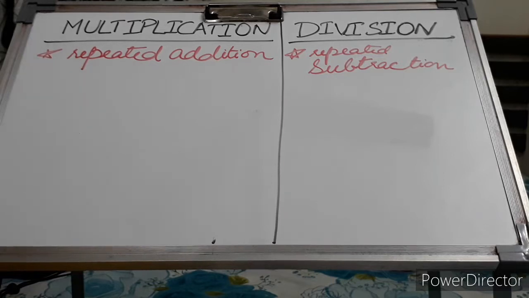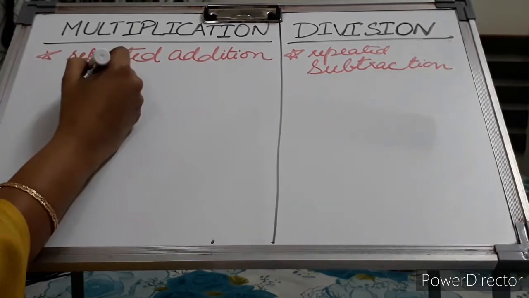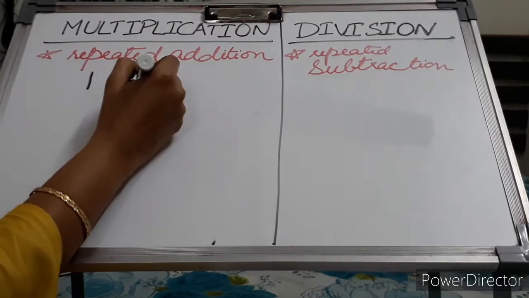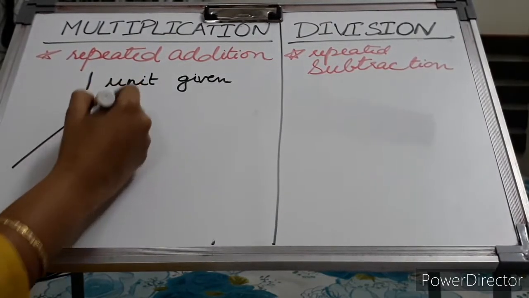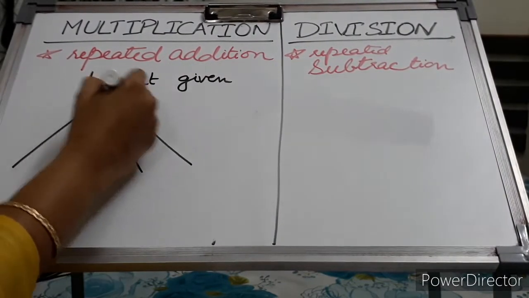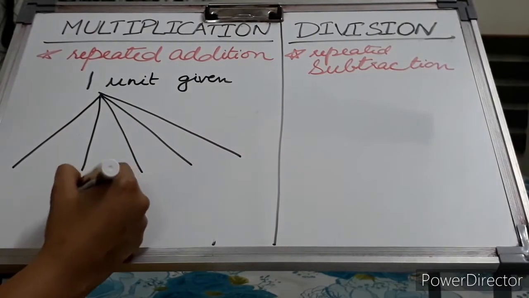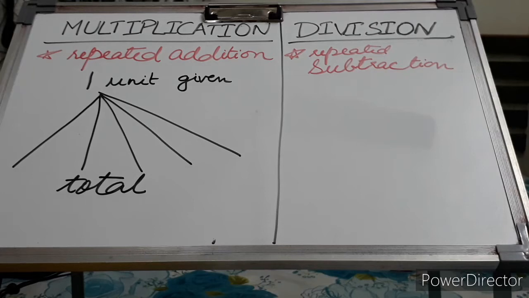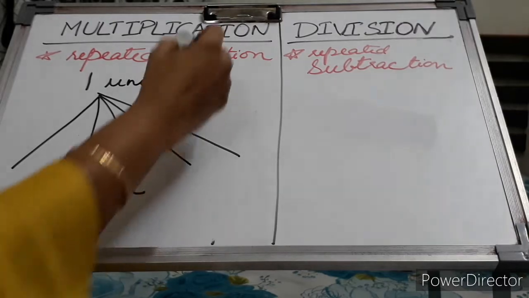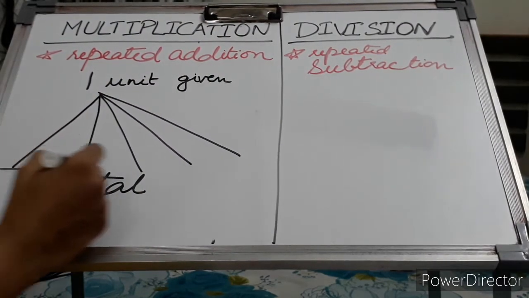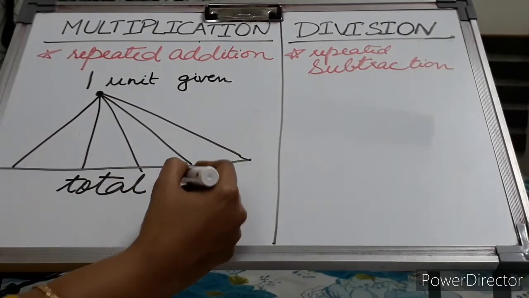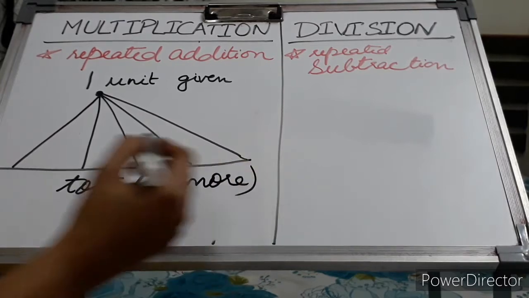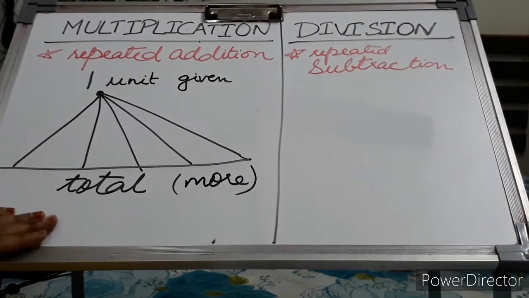So what we have to understand here is whenever one unit is given, and we have to find for more things relating to that one unit, that is, we have to find the total. Whenever we have to find the total, that is for multiple things, then what we have to do? We have to do multiplication. Okay, so we have to understand this chart. When one unit is given and we have to find for more related things with this unit, we have to do the multiplication.